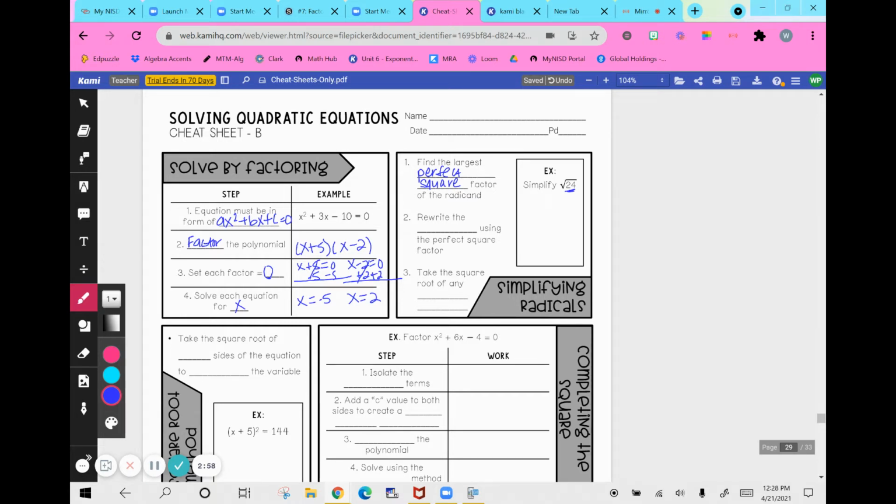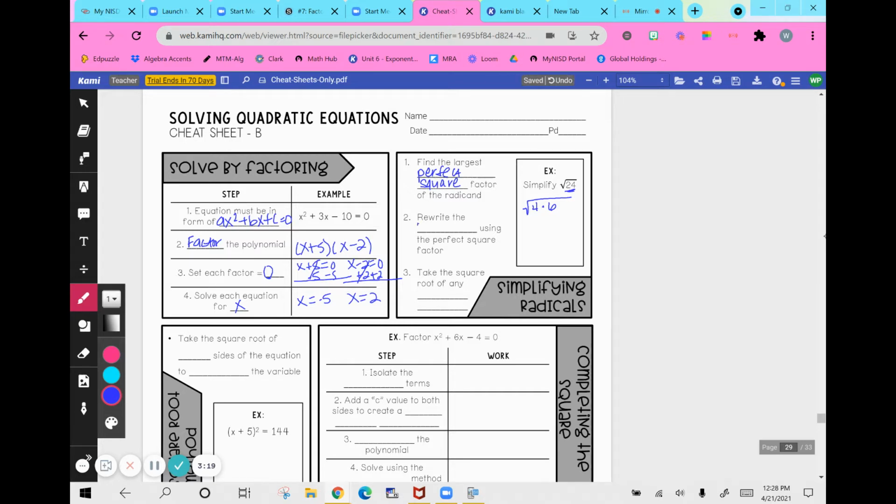Can I say 9 times something to get to 24? No, because that would be 3 squared. I can say 4 times 6. So 4 would be 2 squared. So that's what I'm going to do, I'm going to write it as 4 times 6 inside there. So just break it down into 4 times 6 because 4 is a perfect square.